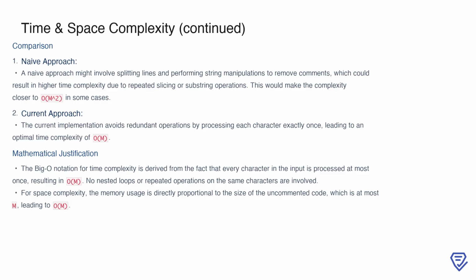In contrast, the current implementation avoids such inefficiencies by processing each character exactly once, resulting in an optimal time complexity of O(m). Mathematically, the big O time complexity is justified because no nested loops or redundant operations are performed on the same characters. Similarly, the space complexity is directly proportional to the size of the uncommented code, which is at most m. This ensures that both time and space complexities are efficiently managed in the remove comments function.